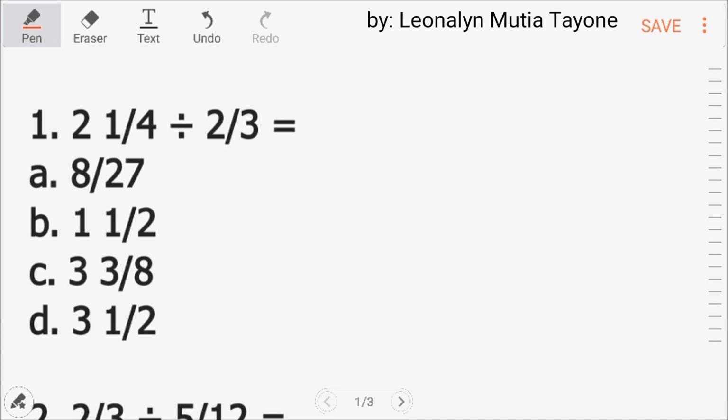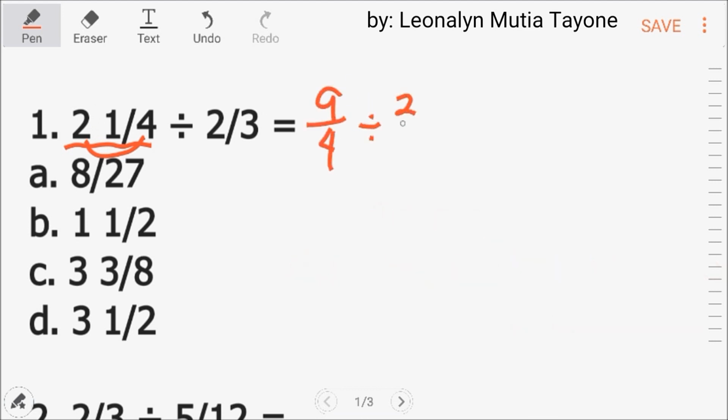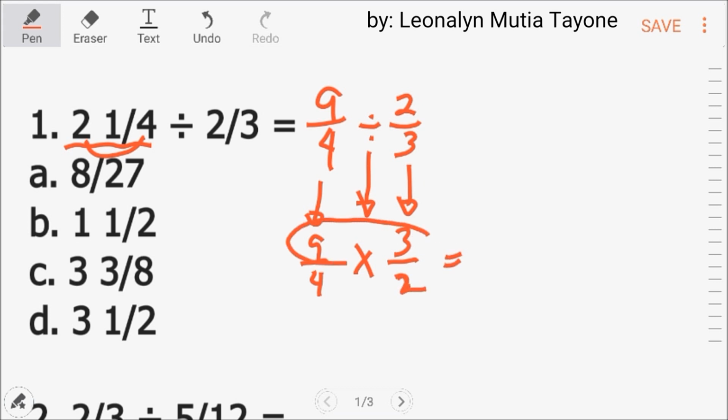For division and multiplication of fractions, if there are mixed numbers, we first make them improper fractions. 4 times 2 equals 8 plus 1 equals 9. Copy the denominator, then 2/3. So 9/4, we just copy it. Division becomes multiplication and the divisor becomes its reciprocal. So 2/3 becomes 3/2. Now we can multiply, and that is 27.